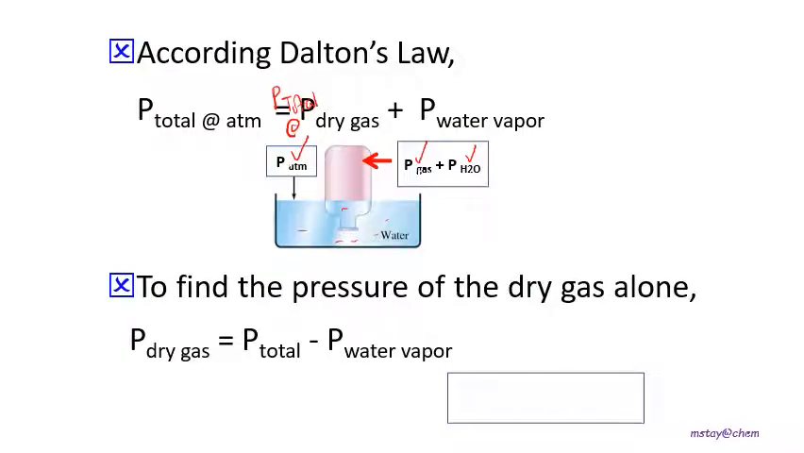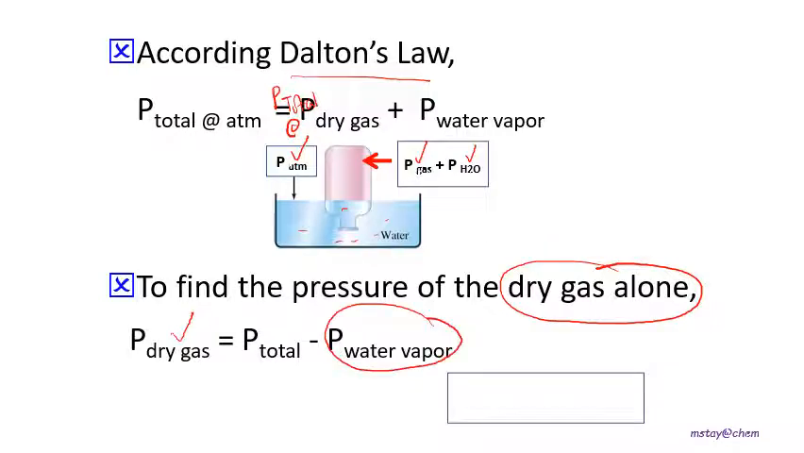To find the pressure of the dry gas alone, or the gas produced, we are going to use the concept of Dalton's law, where the pressure of the gas produced will equal the total pressure minus the pressure exerted by water vapor. All of this will be given in the questions.